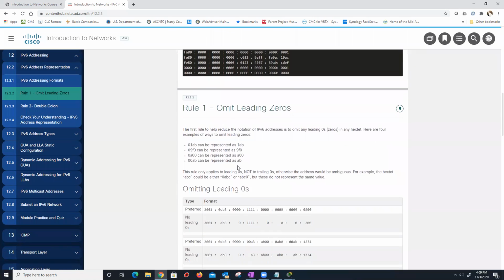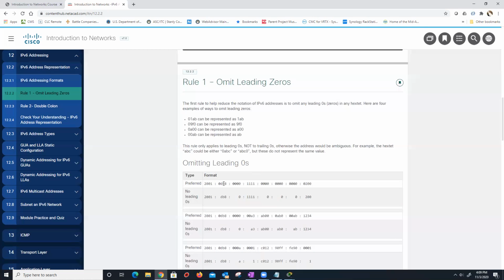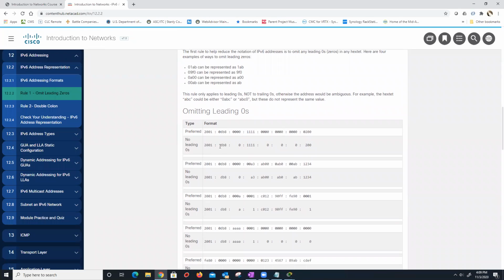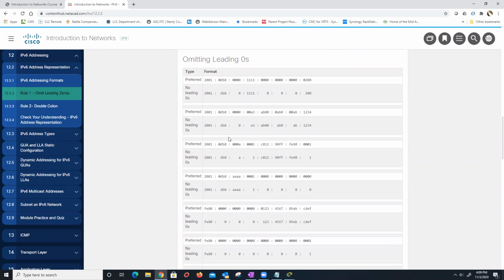So in our example here, 2001:0db8:0001:0000:0000:0000:0000:0200 can become 2001:db8:1:0:0:0:0:200. And since these are leading zeros, we know that a single zero has been left out here, 3 zeros here, 3 here, 3 here, 3 here, and 1 here. So again, you can omit leading zeros.